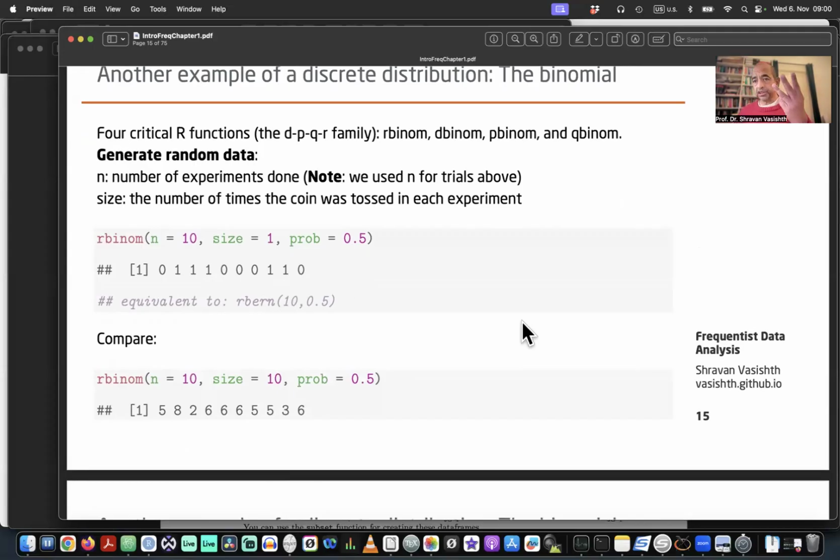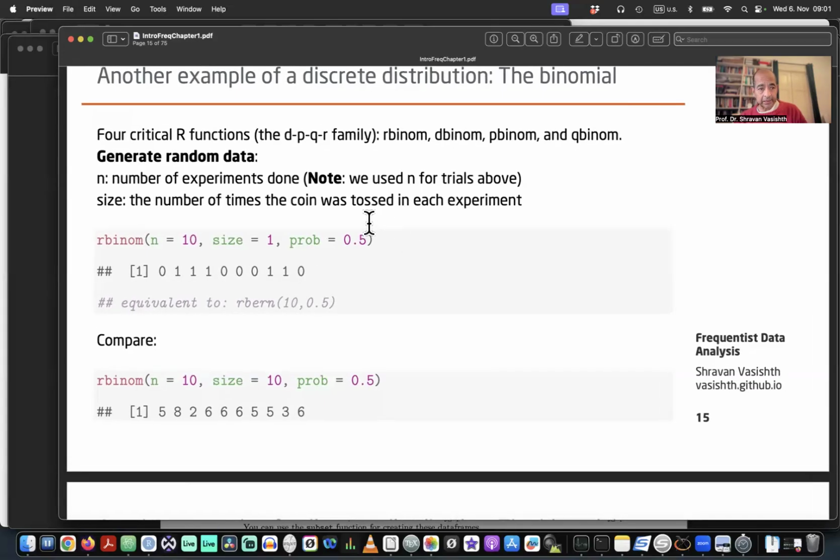All right, so there are four important functions that we are going to learn associated with the binomial. I already showed you three from the Bernoulli. I'm going to present those three again for the binomial plus one more. First of all, just like we use the rbern function to generate random data from a Bernoulli random process, we are going to generate random data from a binomial process. So now I'm going to show you how we can produce random data.